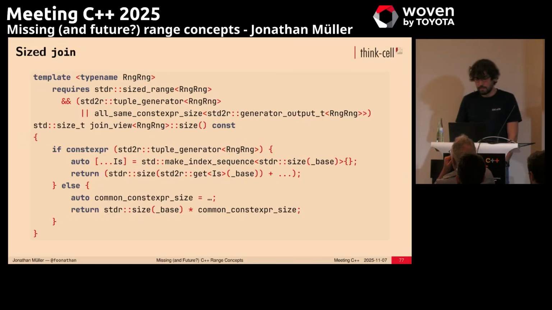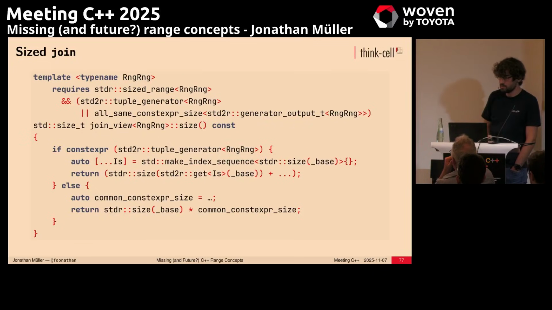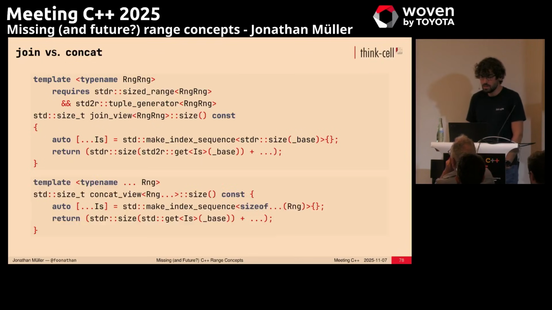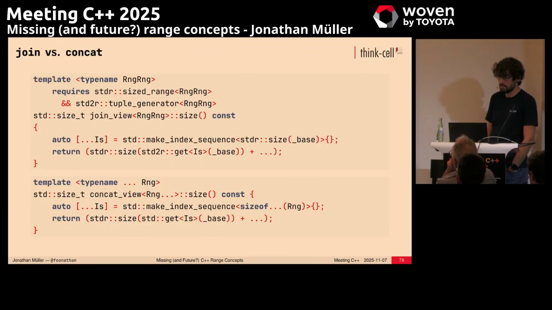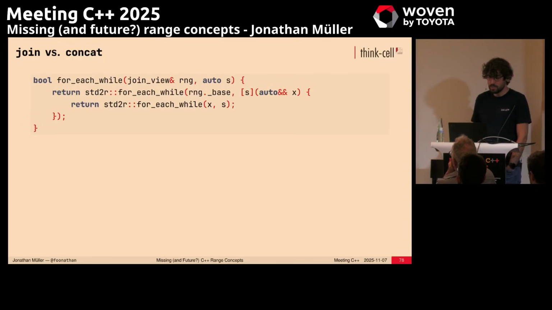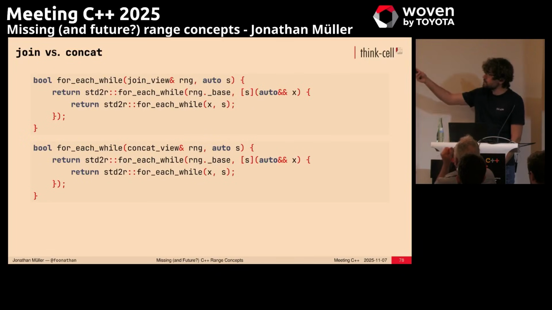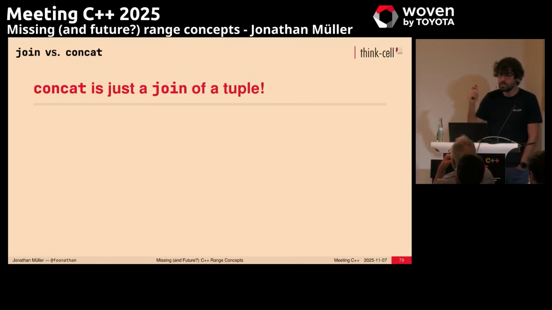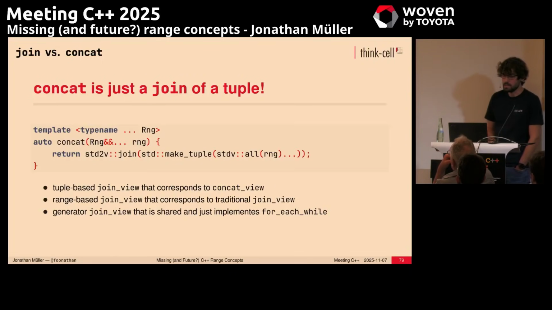But at this point, I noticed something. I've written this code just a couple days before, right? This is the size of a join view, and this is the size of a concat. This is the for each while implementation of join, and because the concat has a tuple, and we want to call for each while for each element of the tuple, we just call for each while on the tuple, and then call for each while on each element of the tuple, right? This is the same code. A concat really is just a join of a tuple, right?